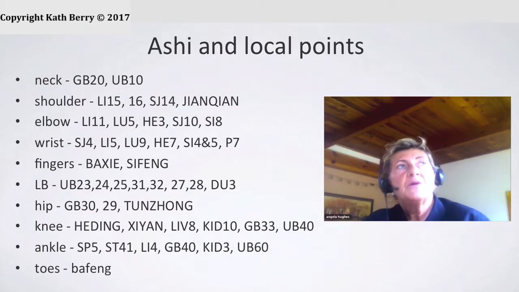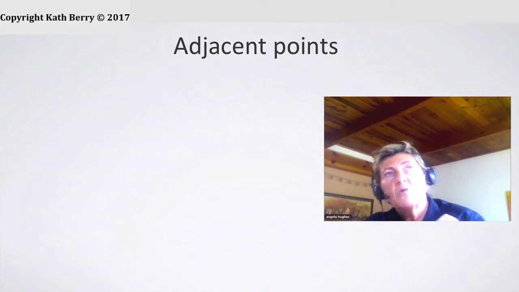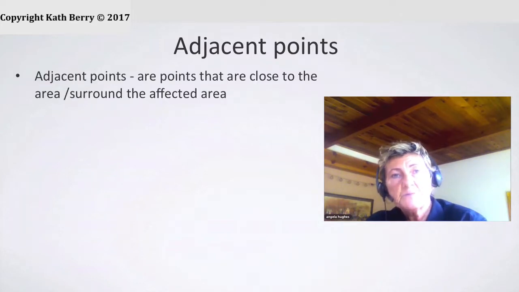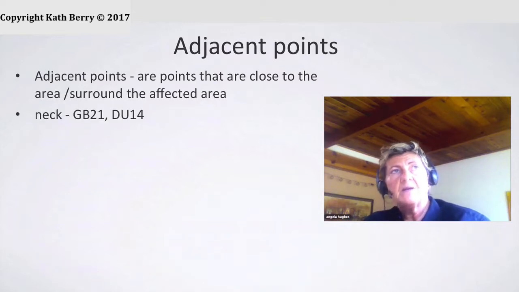So another way, if you don't want to go into the joints themselves, especially when somebody comes for the first time with arthritis of the knee, I'm very reluctant to go directly into the joint. So what I usually use to start with is adjacent points, points that are close to the area, and in some cases actually surround the area. For the neck, we'd be talking about gallbladder 21, Du 14.